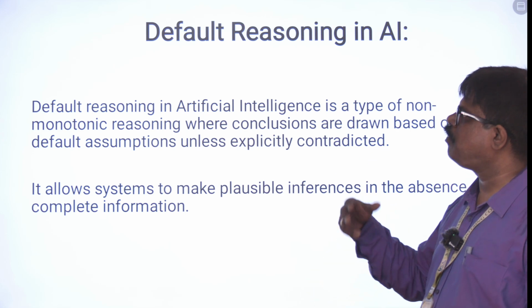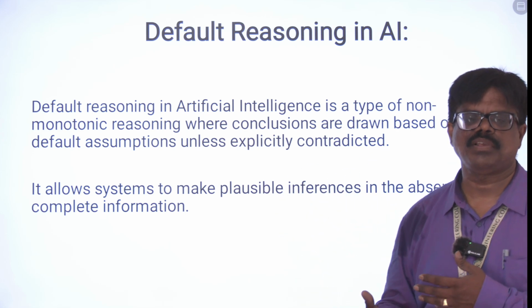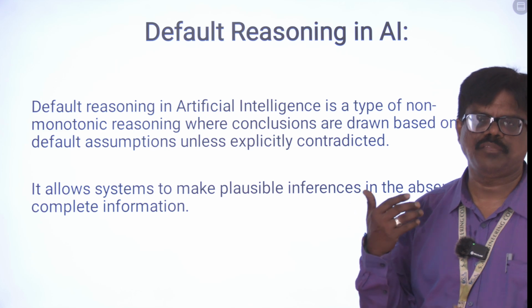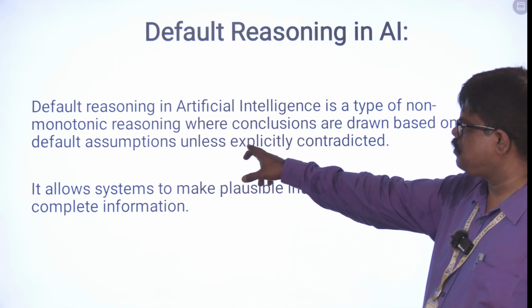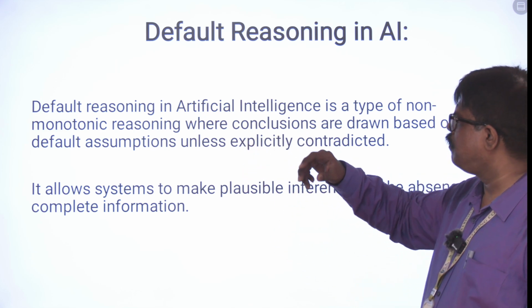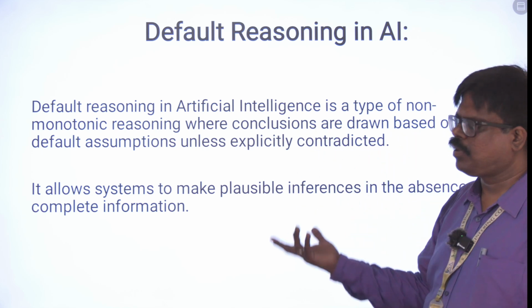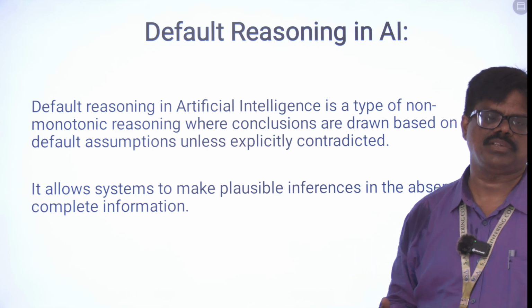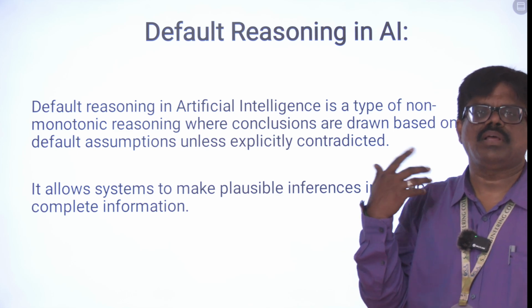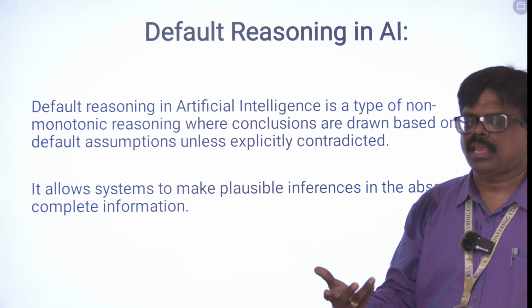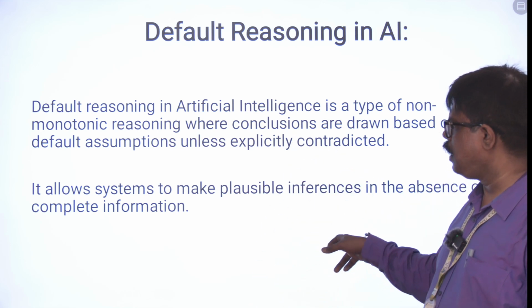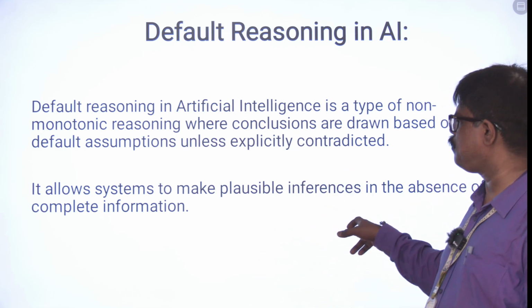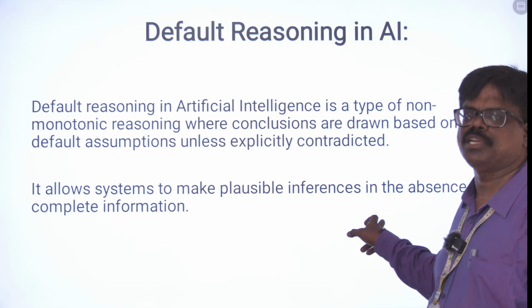So the next one is default reasoning. Default reasoning is one type of reasoning where you can have the occurrence by default. It is a non-monotonic reasoning where conclusions are drawn based upon default assumptions. When you make default assumptions, that is called default reasoning. When the input is given to the robots based upon the reasoning, it is called default reasoning. It also allows making possible inferences in the absence of complete information.